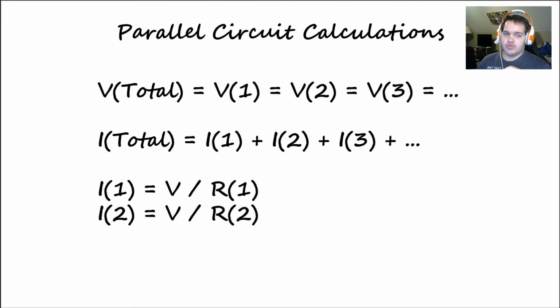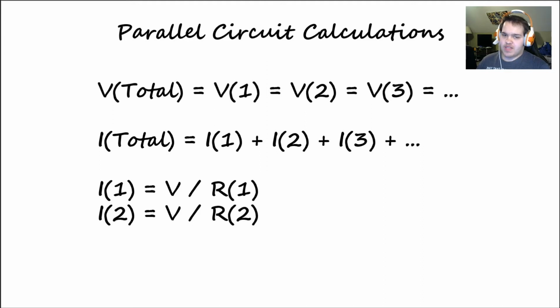Now, when it comes to the current, that's when you can just add it up easily. The total current equals the current at the first resistor plus the current at the second resistor plus the current at the third resistor. Just sum up the currents at each individual point. That's where you get your total.